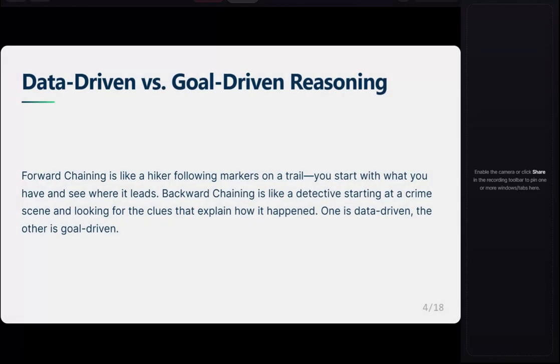Let's break down the two directions. Imagine you're a hiker on a trail. You follow markers as you find them to see where the path ends. That's forward chaining, data-driven. Now, imagine a detective at a crime scene. They start with the suspect, the goal, and look specifically for clues that link them to the scene. That's backward chaining, goal-driven. One is a search for discovery, the other is a search for proof.